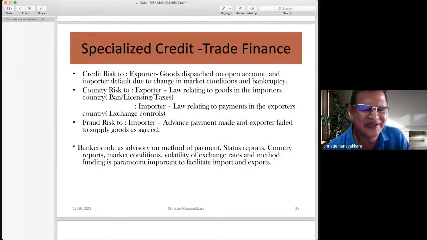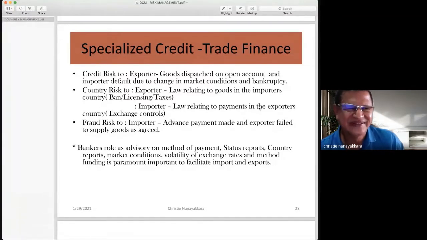So the bank may also need to play an advisory role to your customer. The banker's role is advisory on method of payment, status report, country report, market conditions, the exchange rate, and what terms they should apply in doing either LC sight or LC usance, or collection D/P or D/A, or advance payment or open account. Risk has to be advised and informed to the customer, either importer or exporter, so the bank plays an advisory role on this.